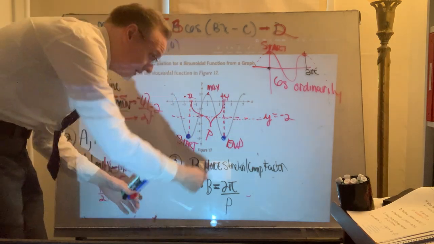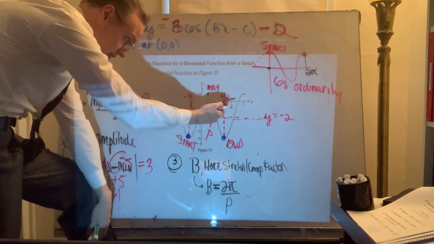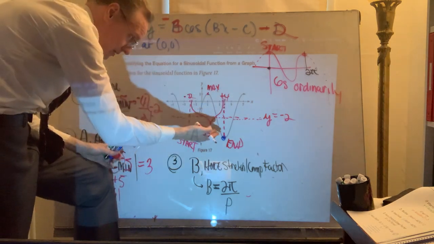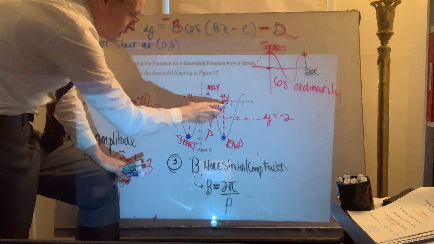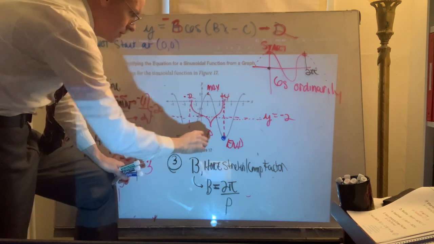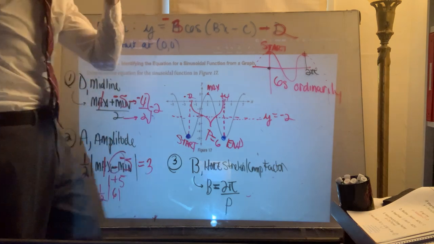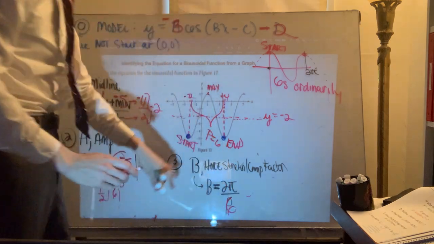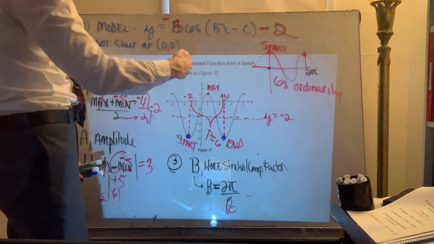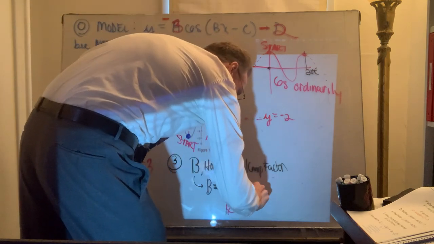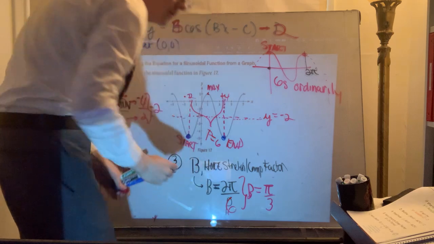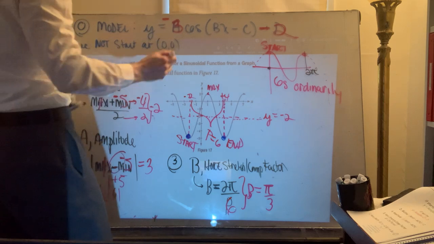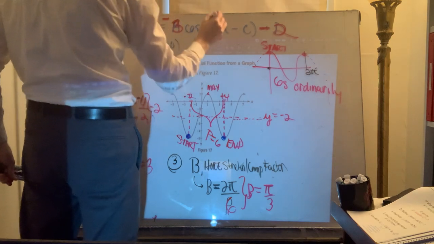Remember, the period is the amount of pi. They didn't put the pi symbols, but these numbers, 1, 3, 5, and pi, which is 3.14, are the same scale. That is a distance of 6. So you would put a 6 in here, and then you have to divide that into 2 pi. That means that b is equal to pi over 3. You could put that right there, pi over 3.